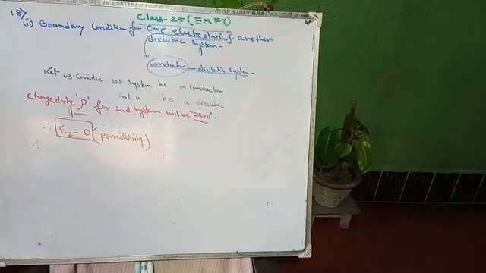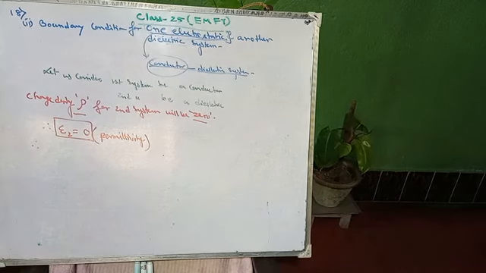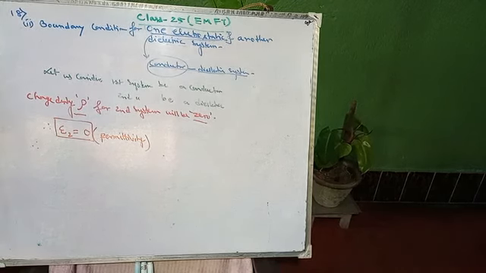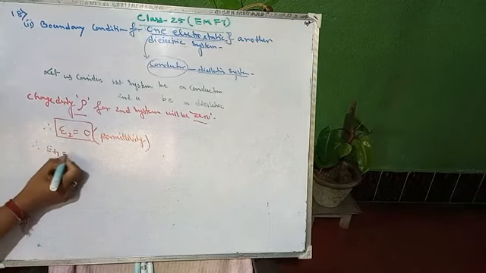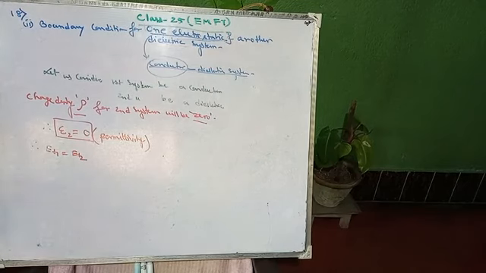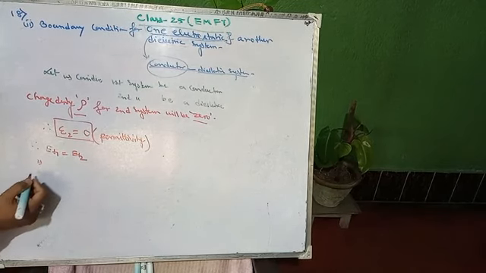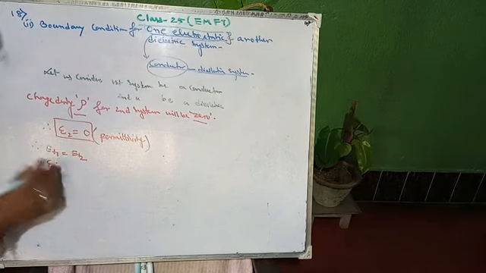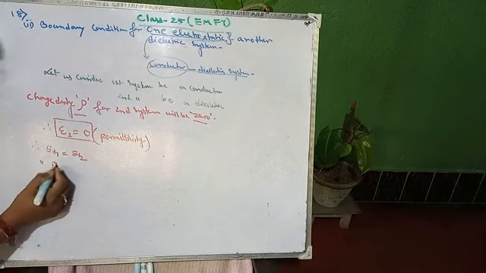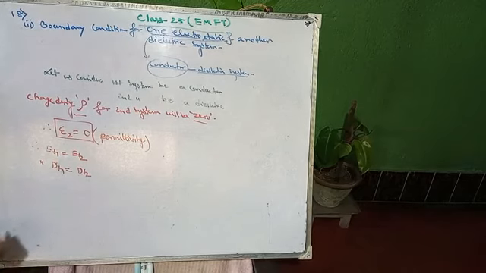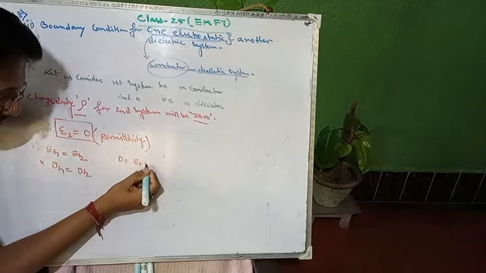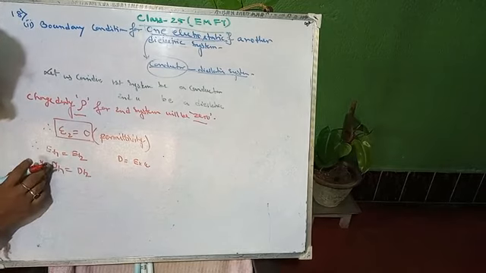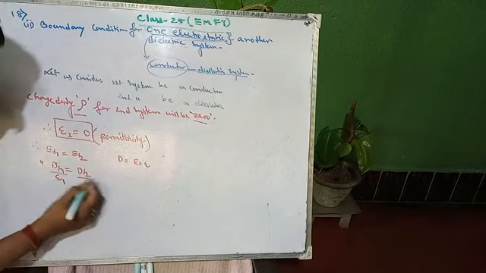So now for the first condition, we put epsilon 2 equal to 0. What was the first condition? Your first boundary condition will be ET1 equals ET2, right? Or you can write DT1 equals DT2 also. It will be the same, because we know D equals E into epsilon, so E equals D by epsilon. So DT1 by epsilon 1 equals DT2 by epsilon 2.